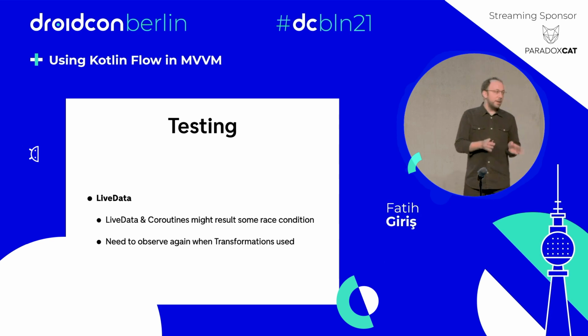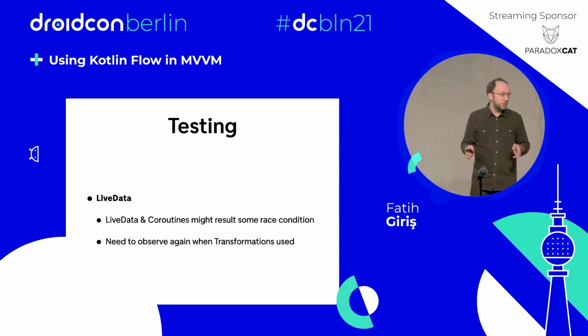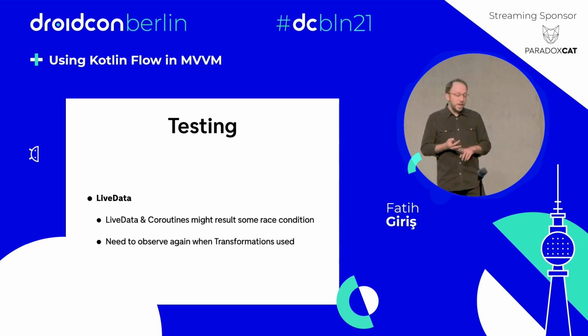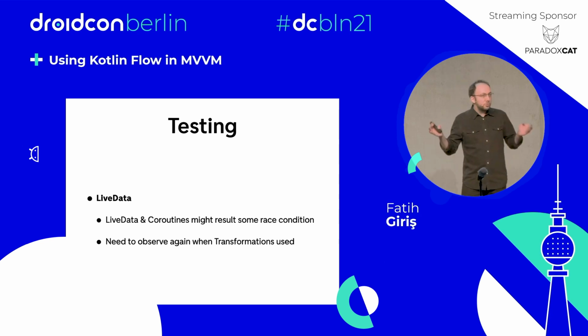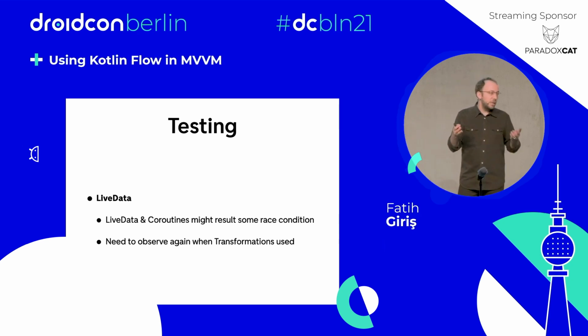With LiveData, if you're somehow using LiveData with coroutines, I'm sure you have seen some race conditions, either because of coroutines or because of LiveData. For example, if you're using postValue, it's going to happen on a background thread. How are you going to change those postValue background threads to the main thread? Then you basically need to use the InstantTaskExecutorRule.